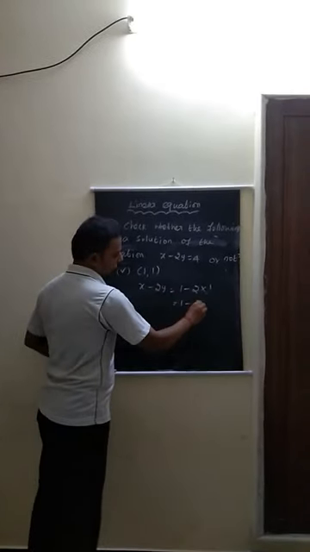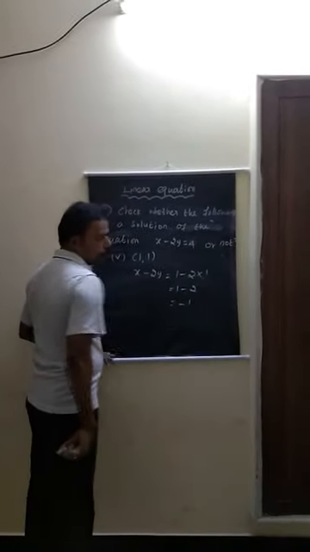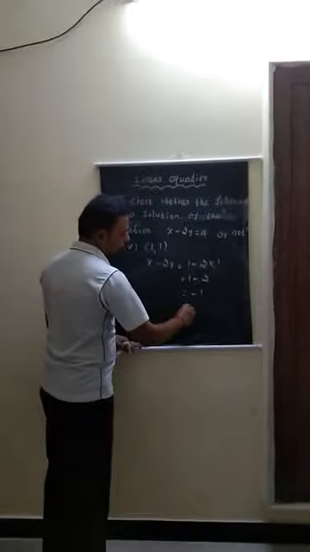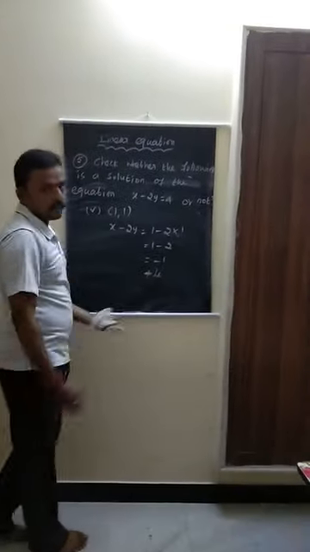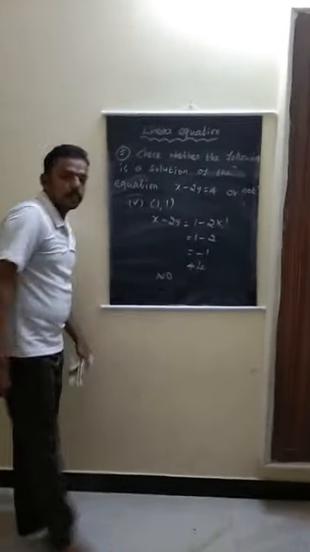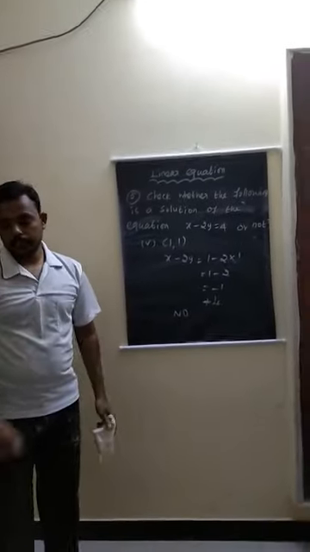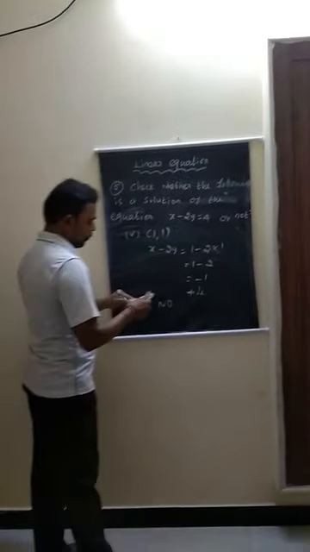That is 1 minus 2. 1 minus 2 value is minus 1. This is not equal to 4. So automatically this is also not a solution. We need to write this sentence. Next problem.